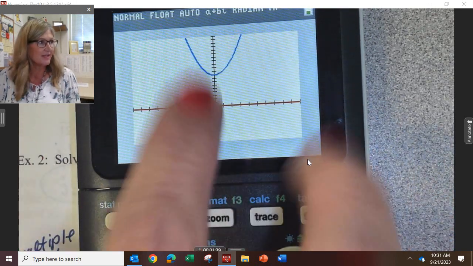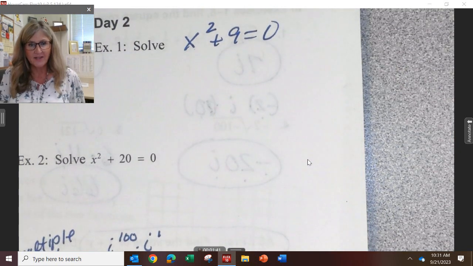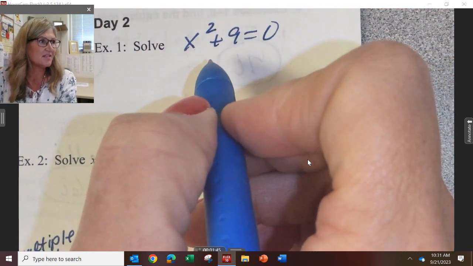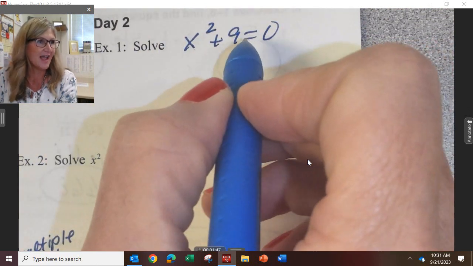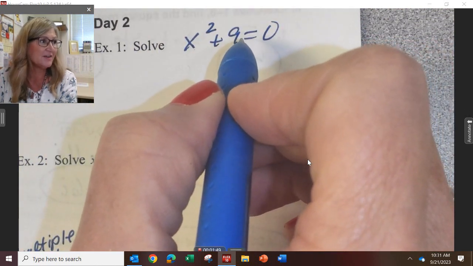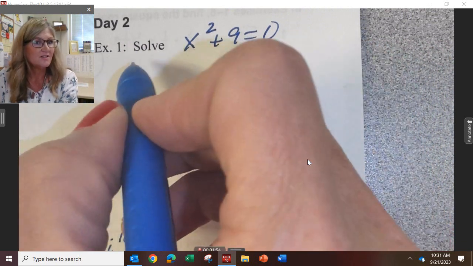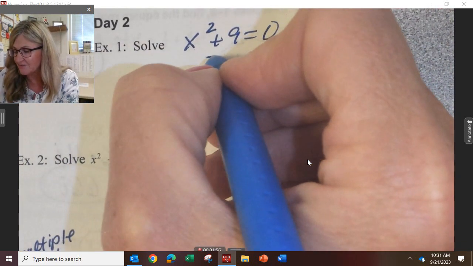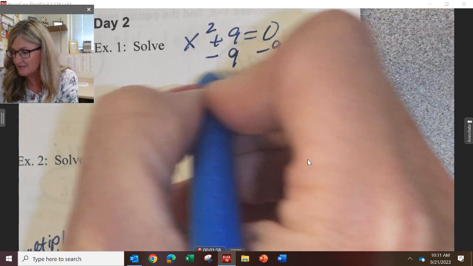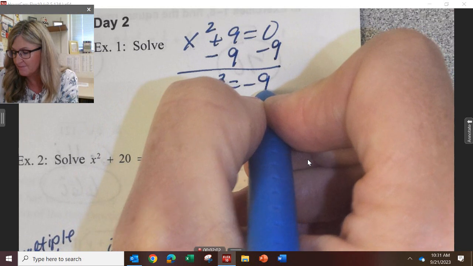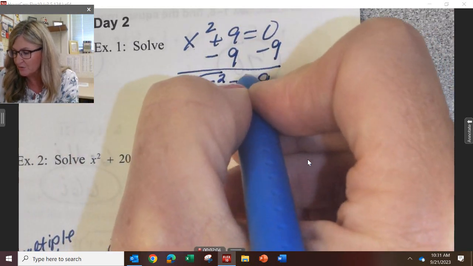These will never intersect. But we can still find an answer, because mathematicians decided that every equation should have some type of solution. Even if it's not a real solution, it's going to have a solution. So if you're asked to solve this, we're going to have to subtract 9 from both sides. And we get x squared equals negative 9. We take the square root.